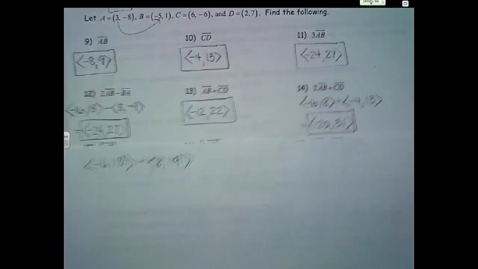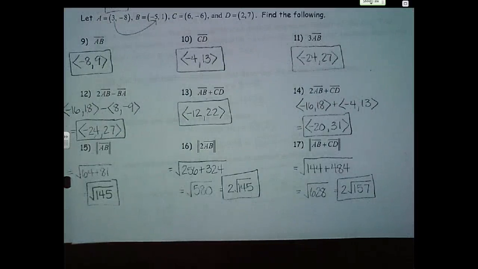Okay, so here's the rest of them. Do you have any questions on 9 through 17?